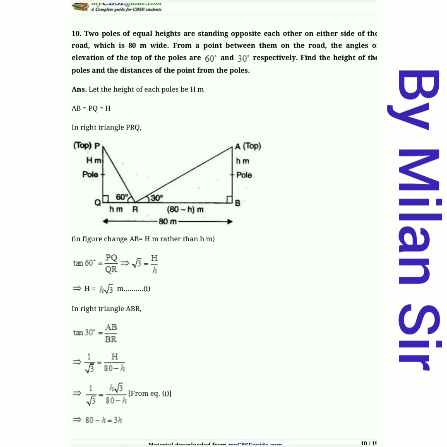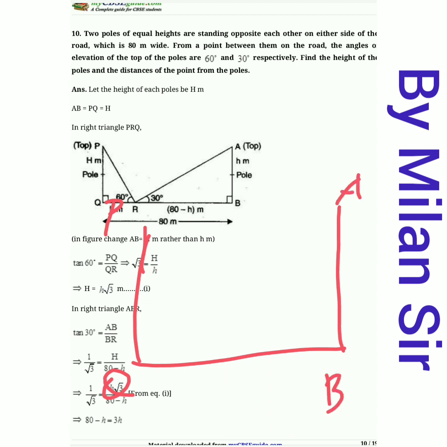So first of all, one road is there, right? Two poles are standing on either side of the road with equal height. So one pole is PQ and one pole is AB. Both have equal heights, so I give H because heights are equal, right? Now from one point on the road, I take one point R. The angle of elevation is 60 degree and 30 degree.